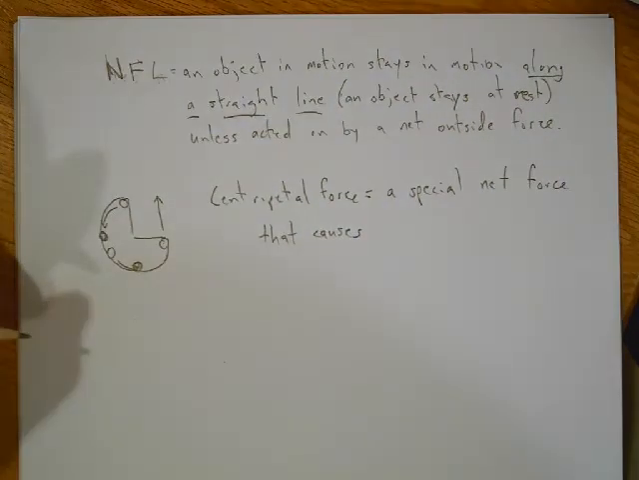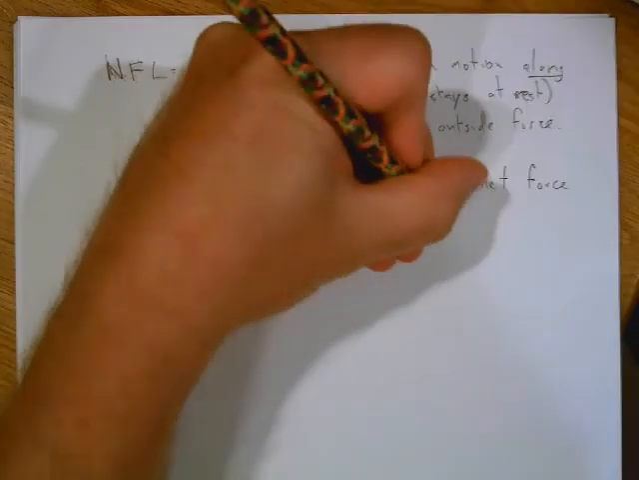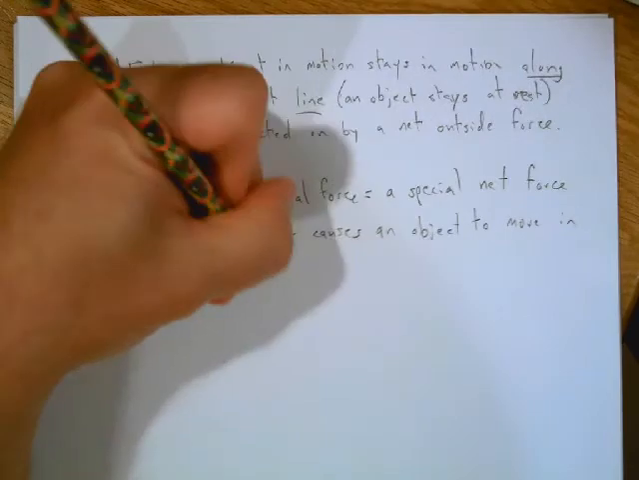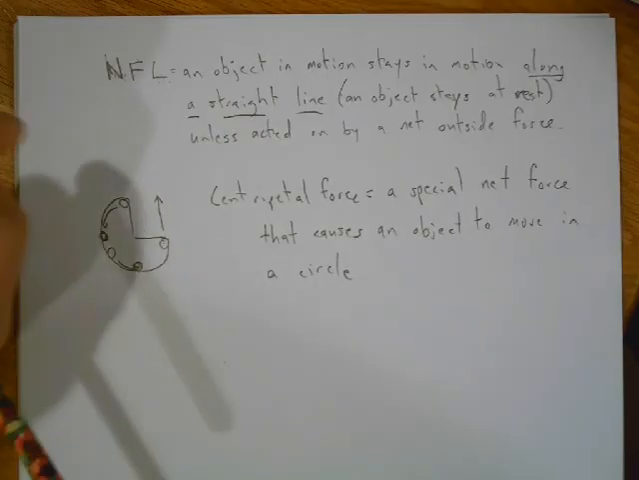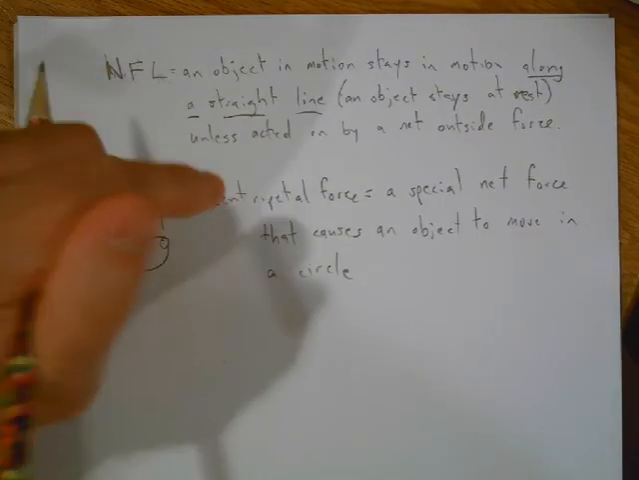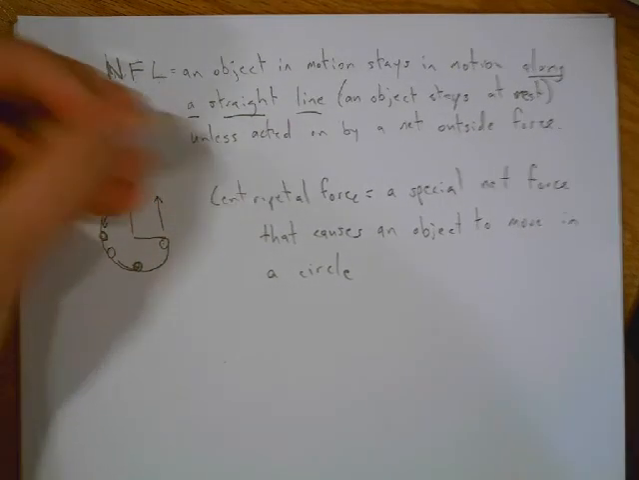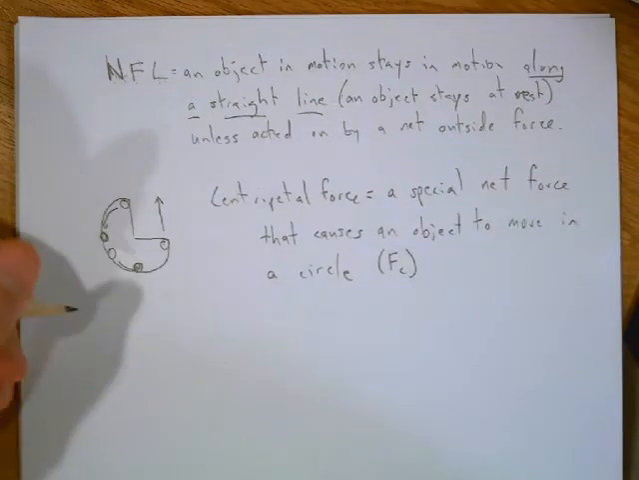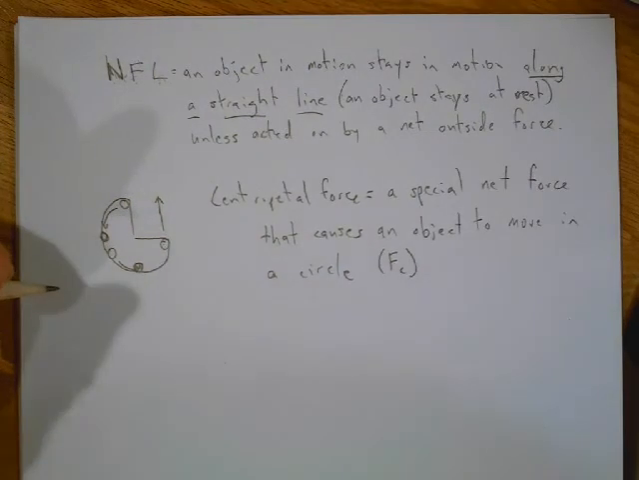So centripetal force is a special net force that causes an object to move in a circle. Remember, if there's a net force, you're going to accelerate. To accelerate, you speed up, slow down, or change direction. Well, centripetal force, which a lot of times we're going to call FC for centripetal force, I want to make sure you understand is just the net force.